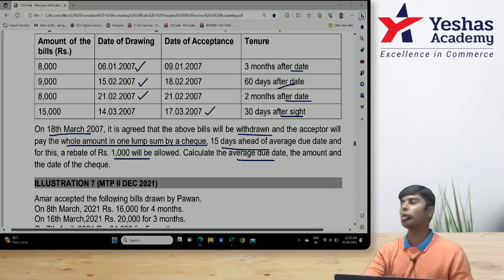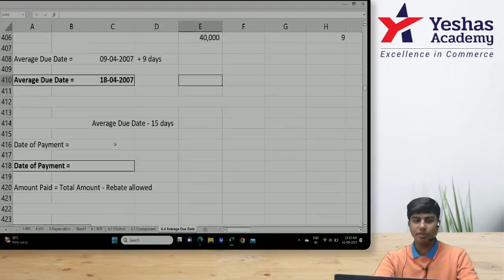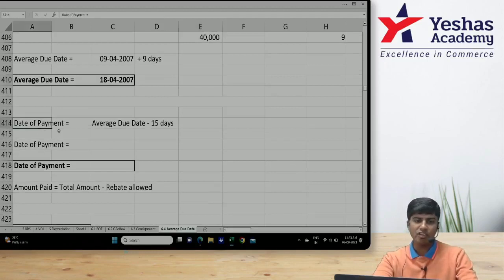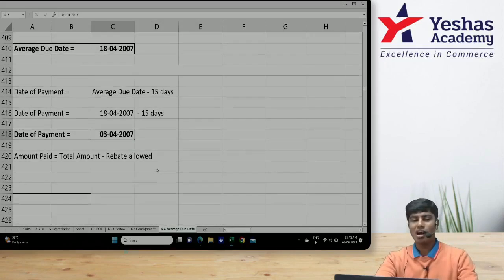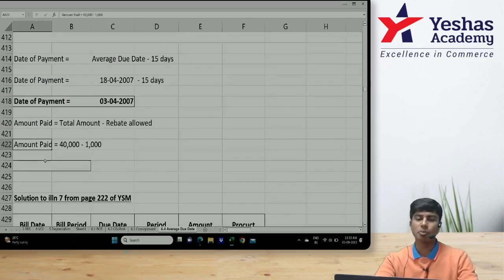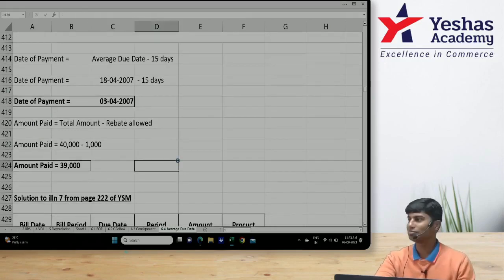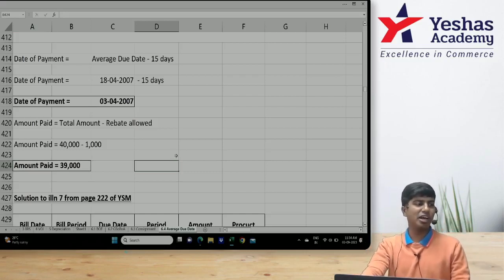So that 1000 rupees discount is also given there. So 18th of April is the average due date. And then the date of payment is average due date minus 15 days. 18th of April minus 15 is 3rd of April. Amount to be paid is 40,000 minus 1000 rupees rebate, 39,000. Did you get this? It looked tricky, but it is not tricky. It is easy. You should not get confused.